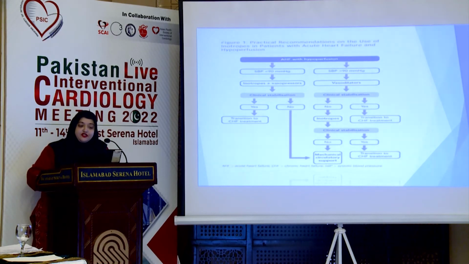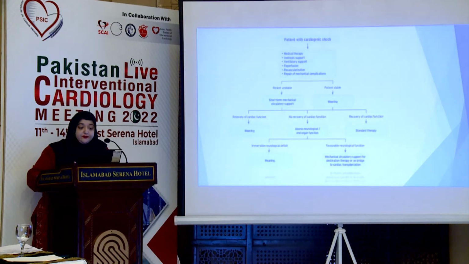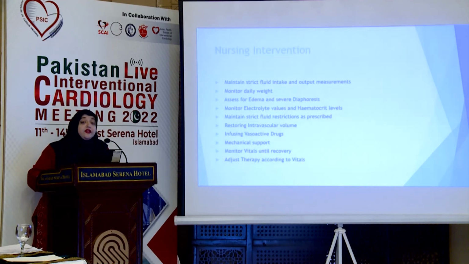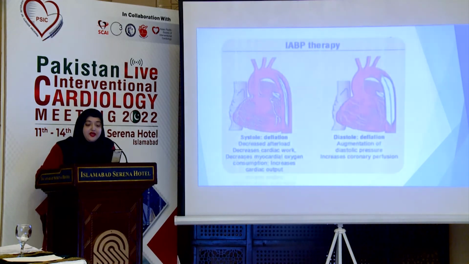So these are the slides again: patient presenting with acute heart failure with hypoperfusion, cardiogenic shock algorithms, what to do, identify the cause, what are your goals, what is the shock criteria, reinforcing the same slides again and again. So the last slide I would like to do is where nursing intervention comes. Maintain strict fluid intake output measurements, monitor daily weight, assess for edema, sweat, diaphoresis, monitor electrolyte values, hematocrit levels, maintain strict fluid restrictions as prescribed, restoring intravascular volume, infusing vasoactive drugs, mechanical support, maintain vitals until recovery, adjust therapy according to vitals. And these are just the advanced devices I want to show you, IABP.